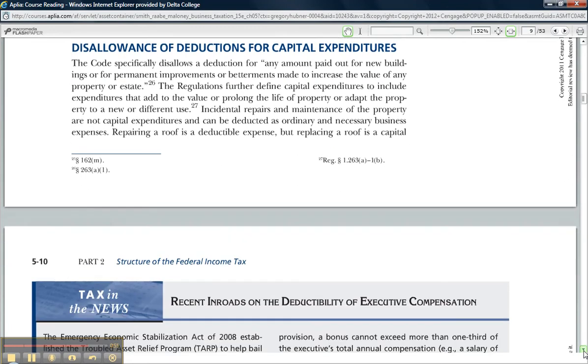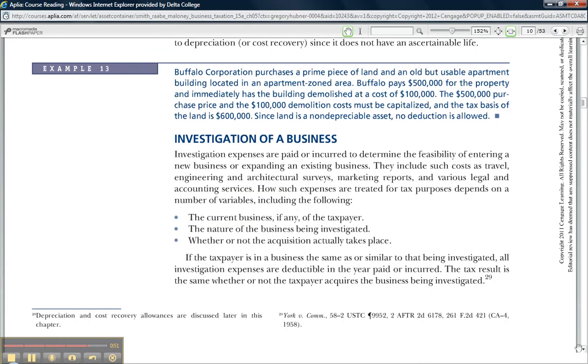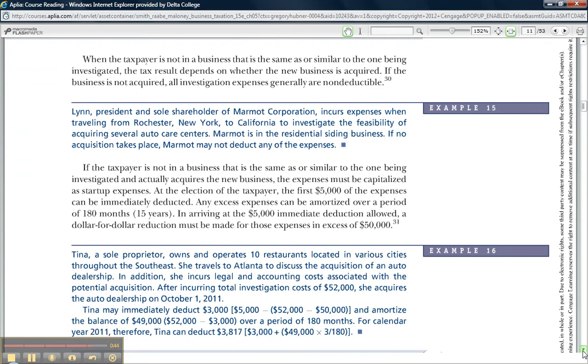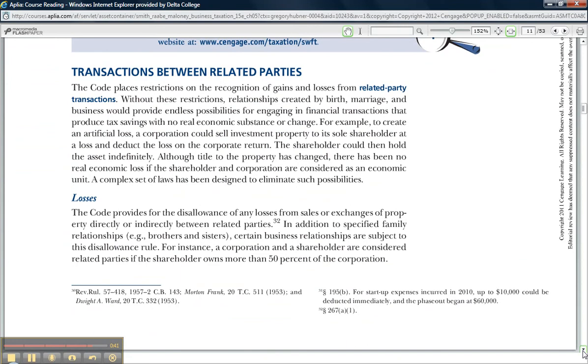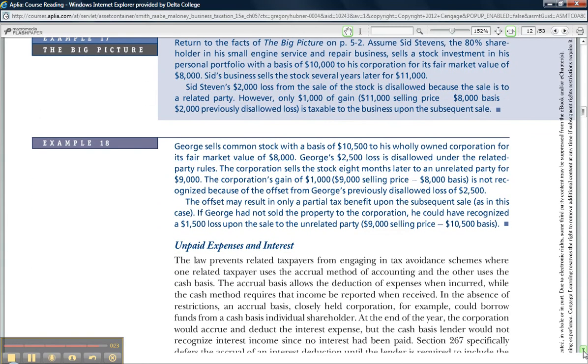Capital expenditures, okay, kind of read through more stuff. Investigating a business, when you're looking at expanding your business and you incur costs to do so, are those deductible? You can read this section to learn about that. Transactions between related parties are also limited. You can't simply deduct losses that you incur when you sell property to a family member or a friend or something. The government's going to disallow those losses because it's not going to call it arm's length. So you can look at those rules some more.